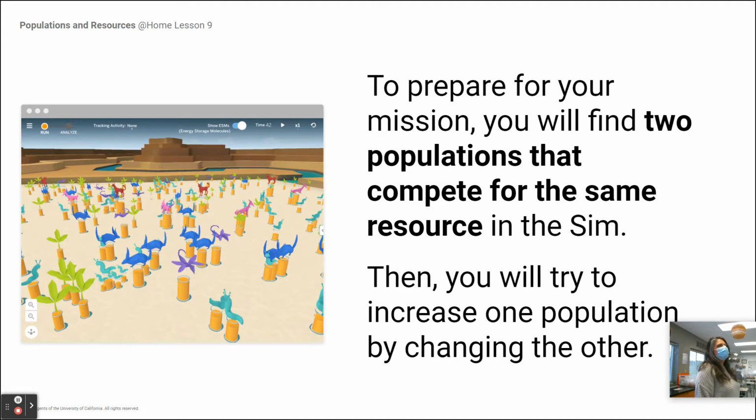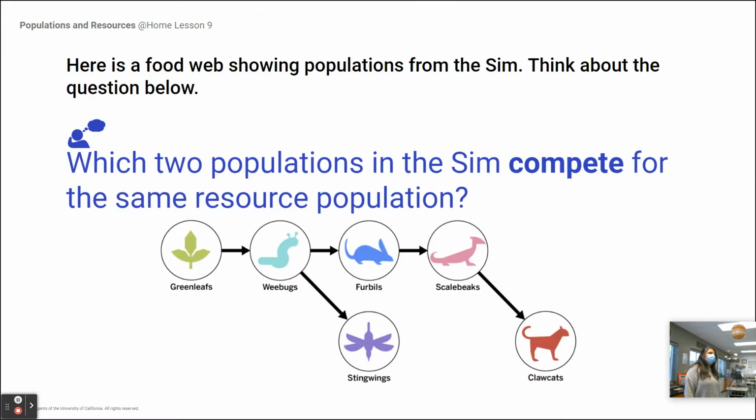The SMART award. To prepare for your mission, you will find 2 populations that compete for the same resource in the sim. Then you will try to increase one population by changing the other. So here is a food web showing populations from the sim. Think about the question below. Which 2 populations in the sim compete for the same resource population?